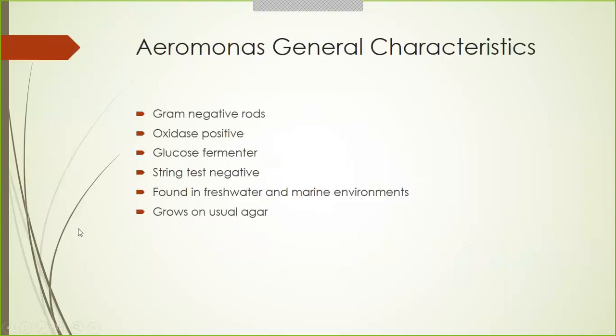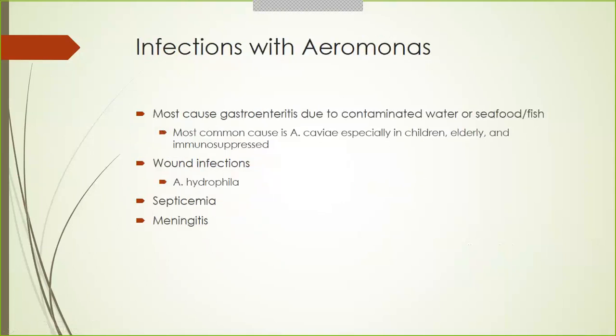On to Aeromonas. Aeromonas is also gram-negative, also oxidase positive. Remember, it's string test negative like we saw on that other slide. Also coming from water environments, in this case freshwater and marine, meaning salt water. And again, it will grow on blood agar, chocolate agar. So typically gastroenteritis again. Like I said, it's very similar to Vibrio in that it comes from contaminated water. They're both gram-negative, oxidase positive, causing gastroenteritis. That's why that string test is nice because it'll help separate the two of them.